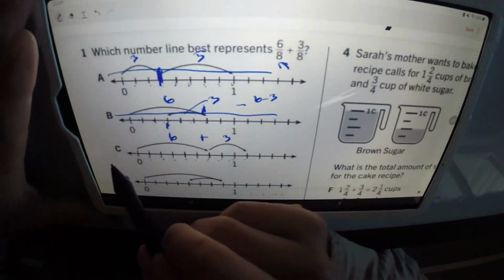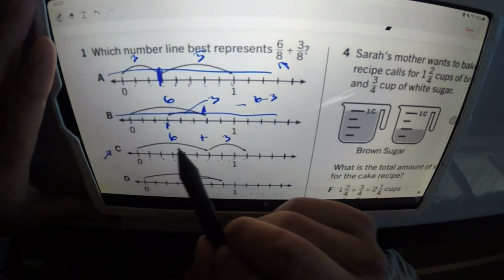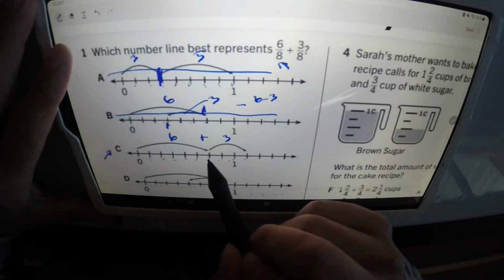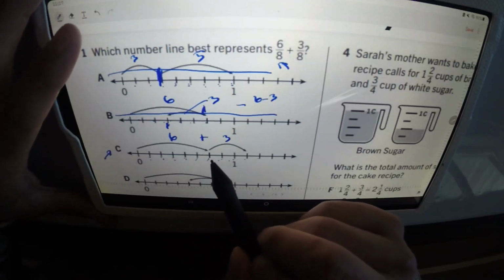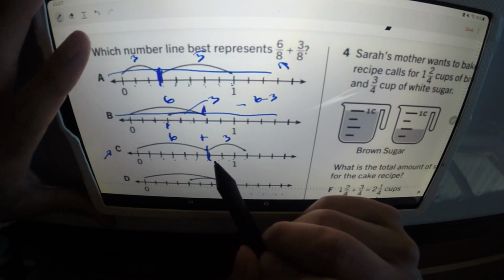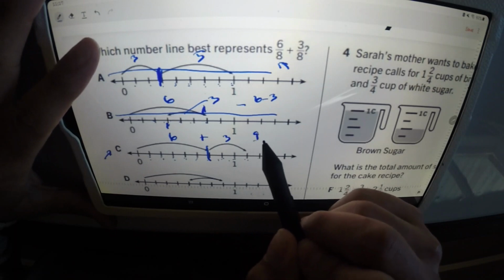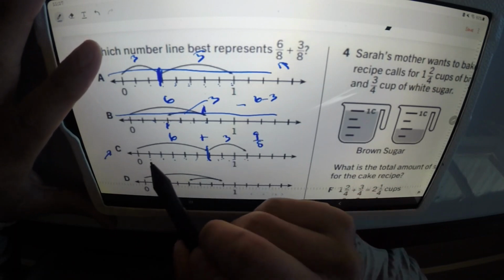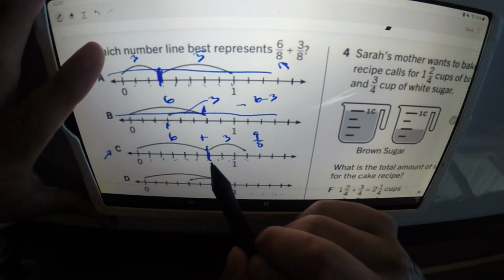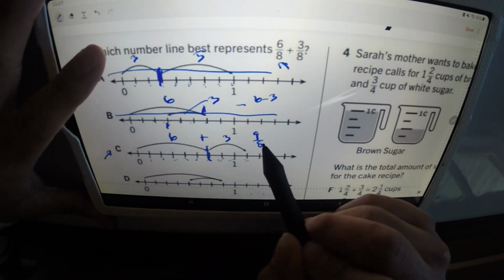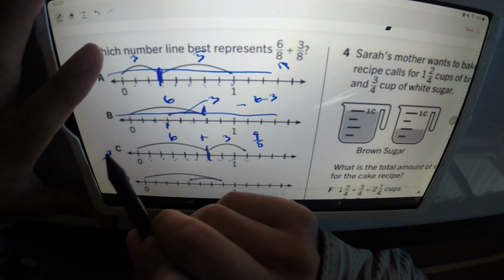So again, our answer here is C, because we're getting 6 plus 3. So 6 forward, 1, 2, 3, 4, 5, 6 forward, plus 3 more forward from this point. 1, 2, 3. So 6 plus 3 equals 9, 9/8, which is exactly what it says. It represents 1, 2, 3, 4, 5, 6, 7, 8, 9. And again, there are 8 pieces in the whole. So that's our answer, 9/8. This is the short answer of this.